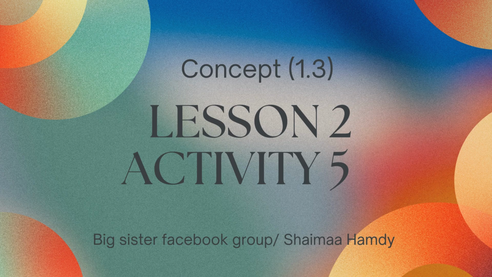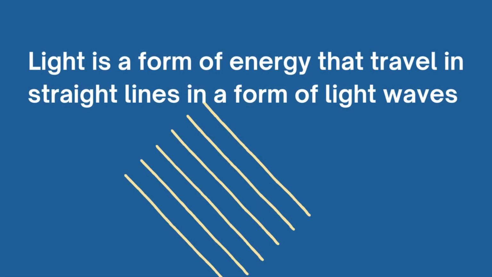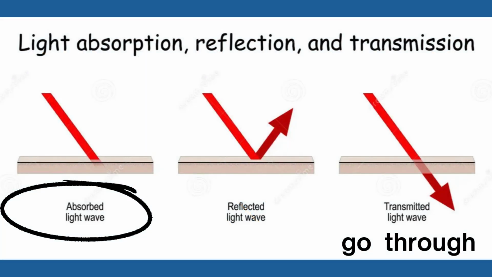Now we will go to activity 5. We already know that light is a form of energy that travels in straight lines in form of light waves. We want to know that not all light rays are reflected. Some of the light rays may be reflected by the objects, or absorbed by the object, and the object takes this light energy, or transmitted. That means that the light goes through this material. So here we have three things: light absorption, reflection, or transmission.